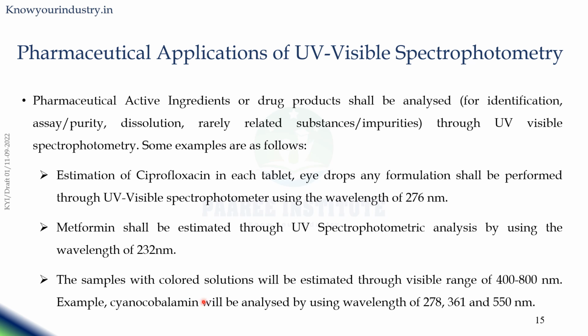The colored solutions also can be estimated in the visible range of 400 to 800 nanometer. For example, cyanocobalamin can be analyzed using wavelengths of 278, 361, or 350, 550 nanometer.